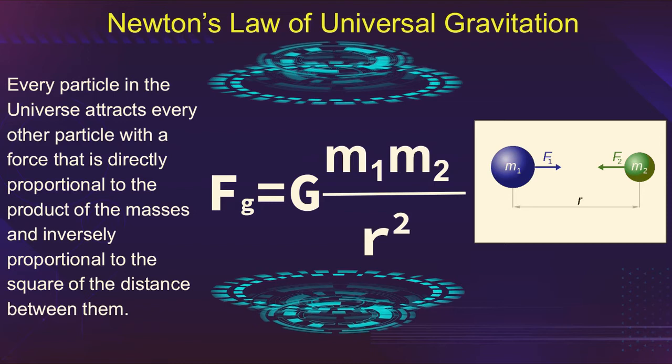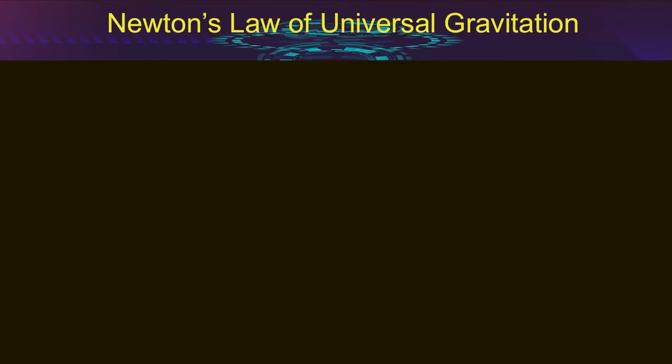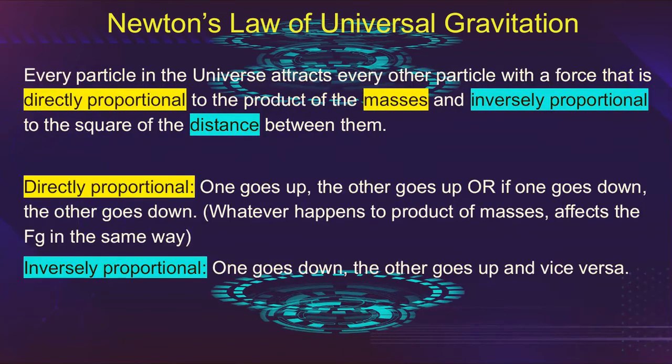When it talks about directly proportional, it means that as the product of M1 and M2 increases, the Fg increases. If the product of M1 and M2 were to decrease, then the Fg would decrease. So that's what directly proportional and inversely proportional is. Directly proportional: when one goes up, the other goes up. If one goes down, the other goes down. In this case, if the product of the masses goes up, then the Fg goes up, and vice versa.